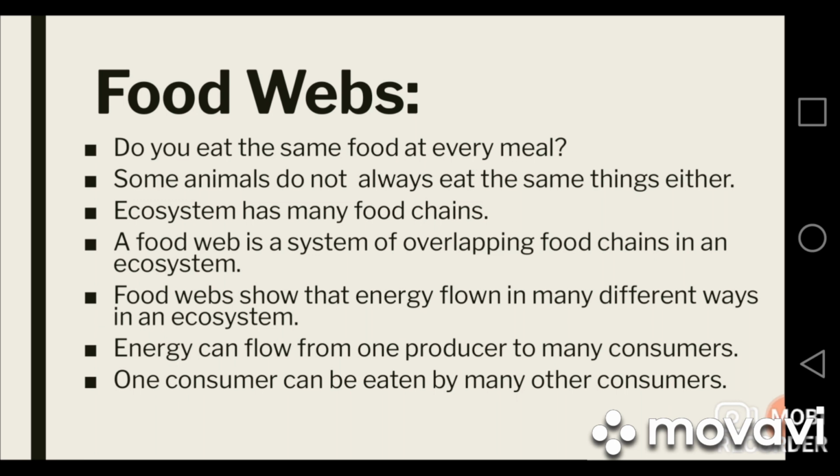That's why the ecosystem has many types of food chains, and a food web is formed when different food chains overlap each other. In other words, we can say that a food web is a system of overlapping food chains in an ecosystem, and food webs show that energy flows in many different ways in an ecosystem. Usually the energy flows from a producer to many consumers, and one consumer can be eaten by many other consumers. When we construct these food chains, they make up a food web.